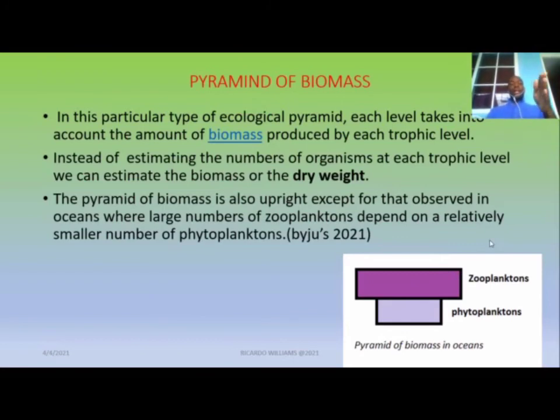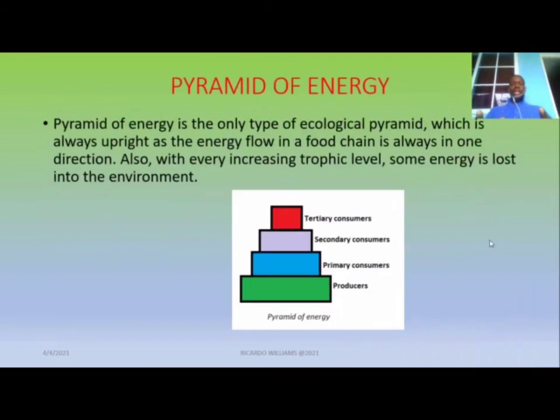Alright guys, but outside of that, the biomass is always upright, just like the energy pyramid, because the producers lose the least amount of energy, they store the maximum amount. So at the producer level, we always have the largest amount of energy present. Good. And then because energy is lost to the environment as we move up the trophic levels, the segments for the primary, secondary and tertiary consumers will always be smaller. Good. So basically that's it.